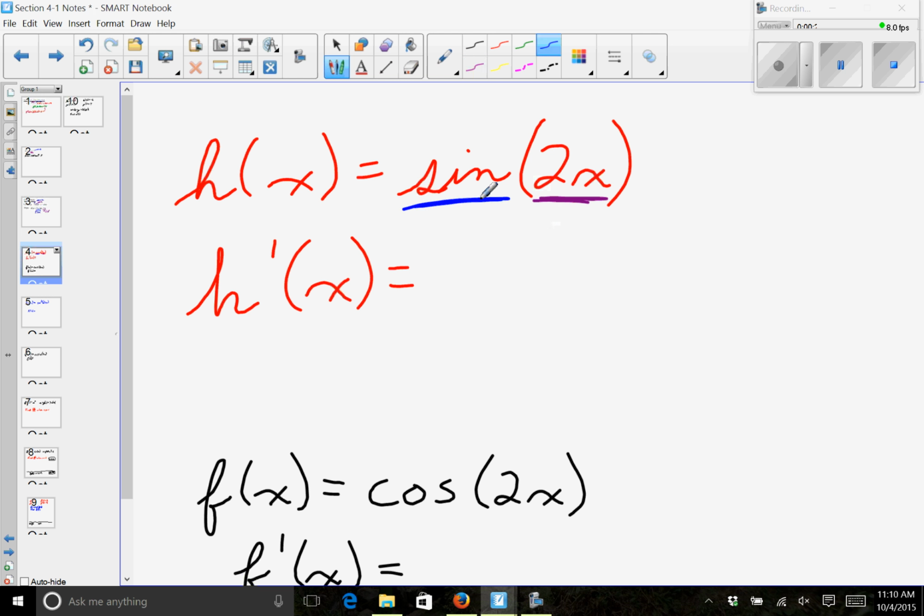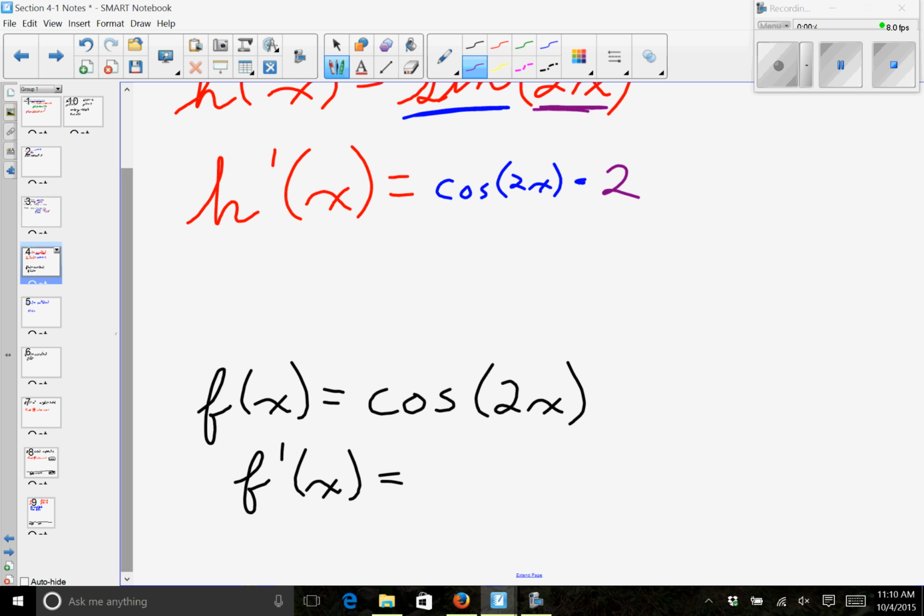So the derivative of h would be the derivative of the outside, which would be cosine, and I don't mess with 2x yet, times the derivative of the inside, and the derivative of 2x is 2.